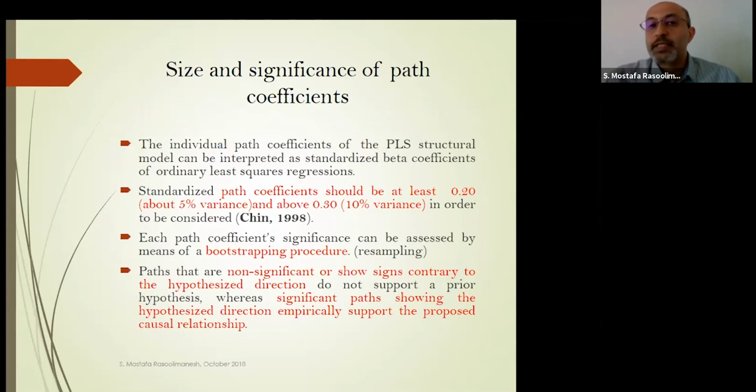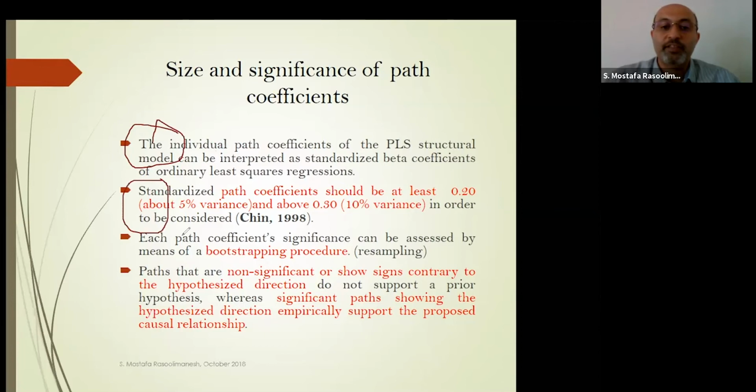The second criterion is the size and sign of path coefficient. We have some literature that discusses the size of path coefficient. For example, some studies say path coefficient or beta coefficient should be at least 0.2. Based on this, you can identify the explained variance of each construct, each independent variable, on the dependent variable.